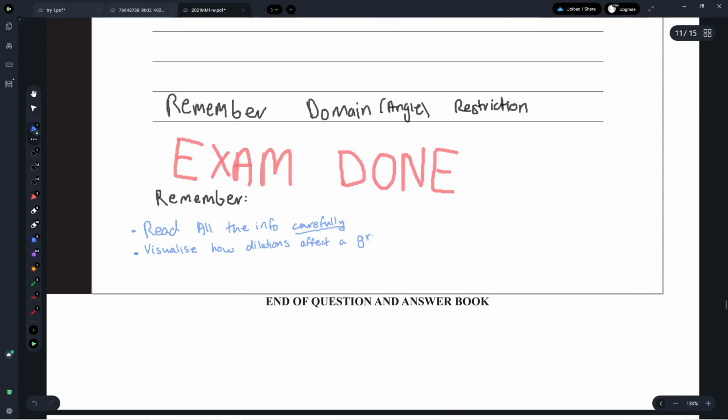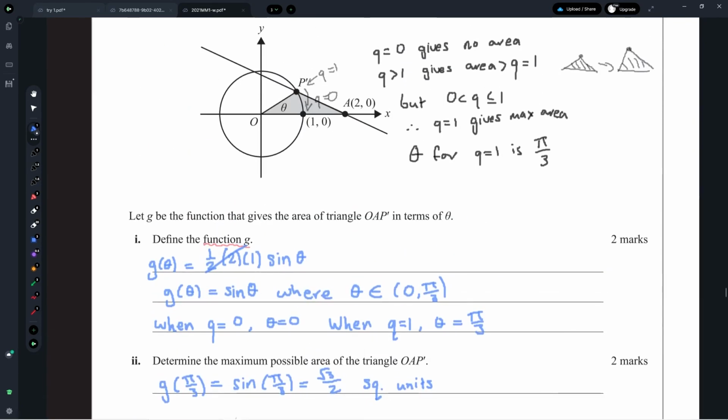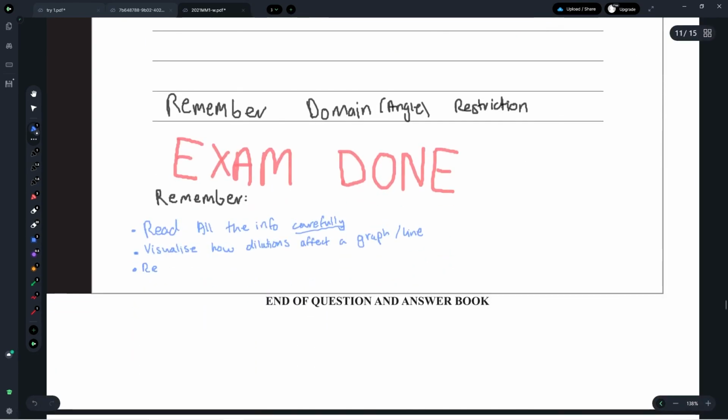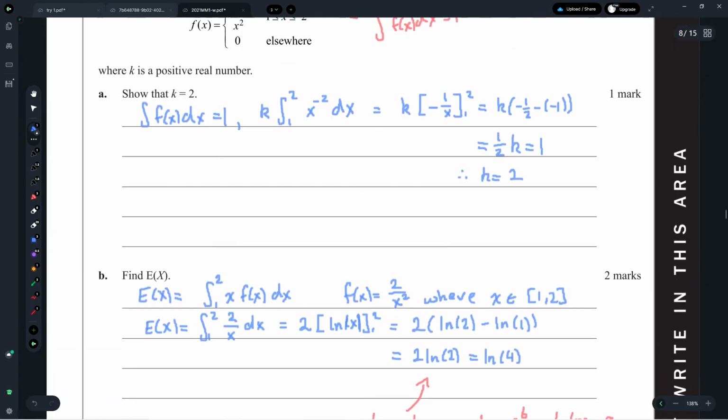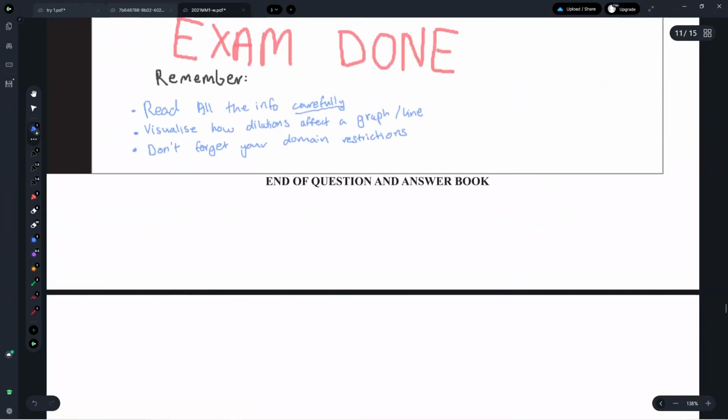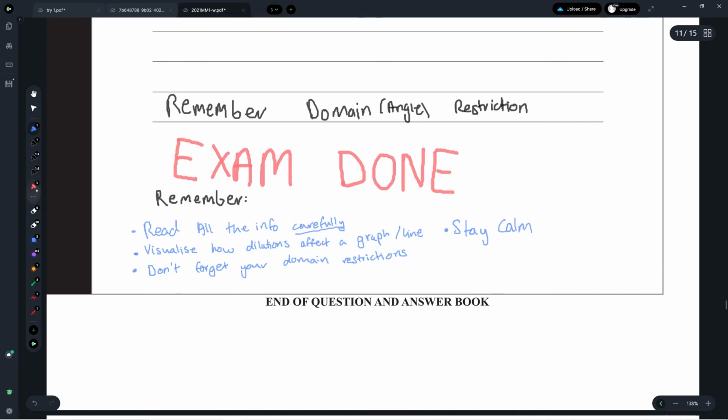So yeah, make sure you get really good at the visualization questions. If I was going too fast or any questions, make sure you go over them a few times. Yeah, and really practice thinking about how points move when you dilate them. And yeah, stay calm in your exam.